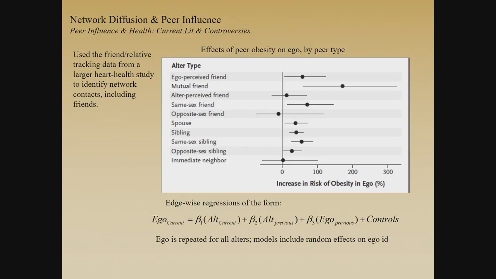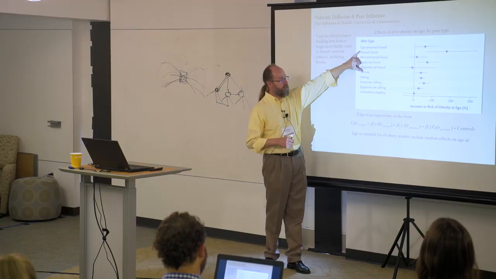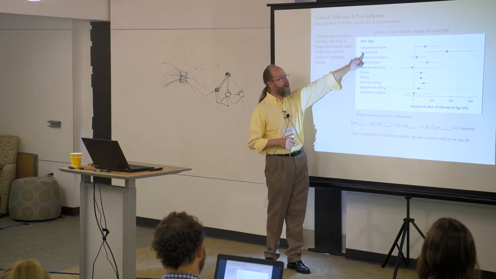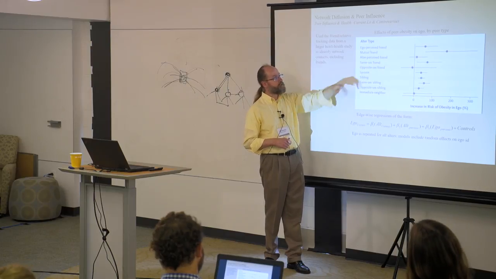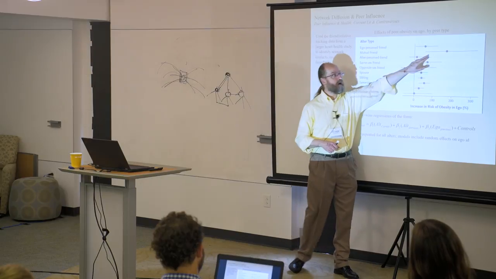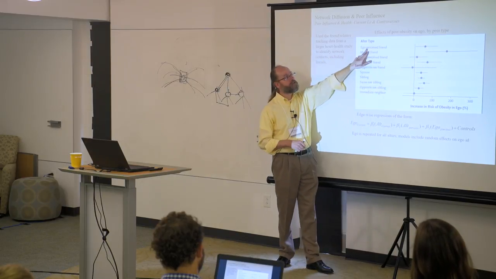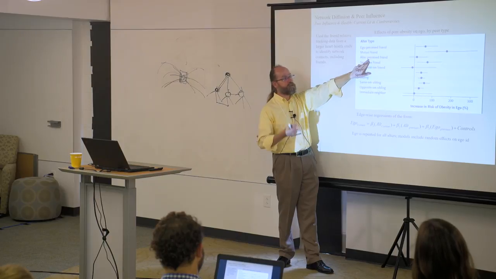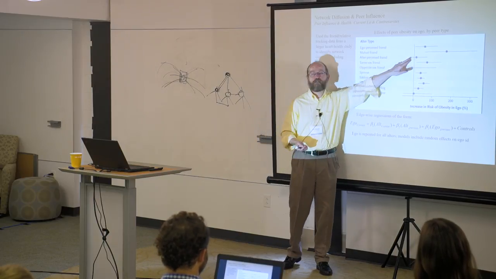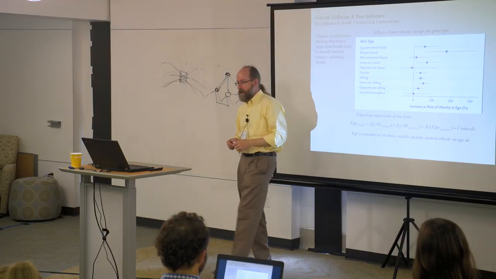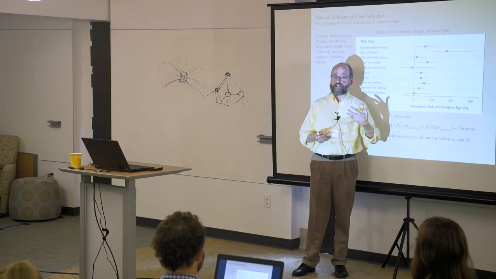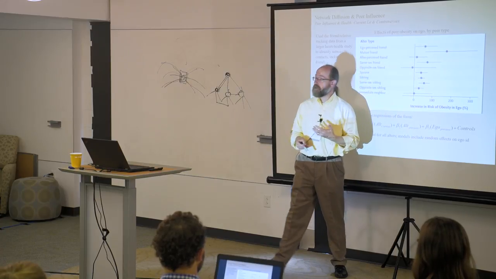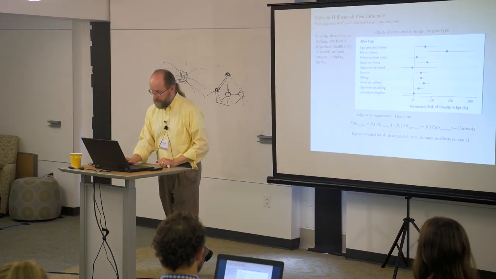So this is a relatively straightforward prediction of a level. This is the effect of the alter's current weight by alter's type. So we have friends, we have spouses, we have siblings. And one of the things that's kind of fun about this is that mutual friends tend to have a very high effect. People I perceive to be my friends have a significant effect, whereas those who perceive me to be a friend but I didn't reciprocate have no effect on me, right? So part of the argument that they're making in telling this story is that I'm more influenced by people I recognize than by people who recognize me that I don't. That's not an unreasonable thing to say, right? And so on its face, that seems to be a pretty reasonable thing to do.